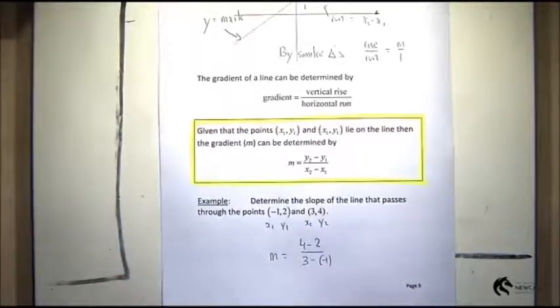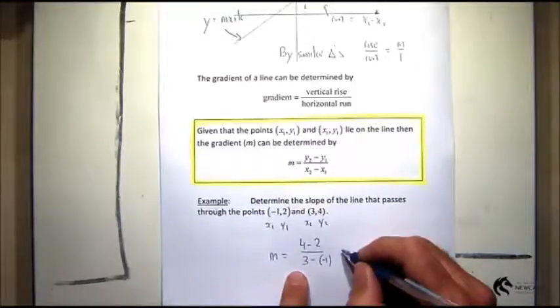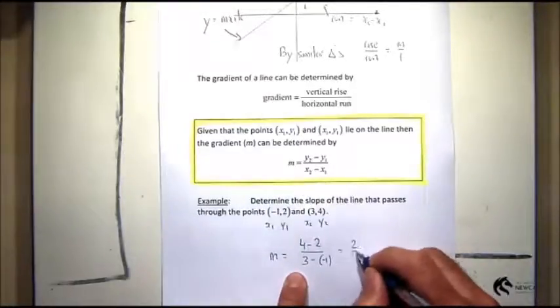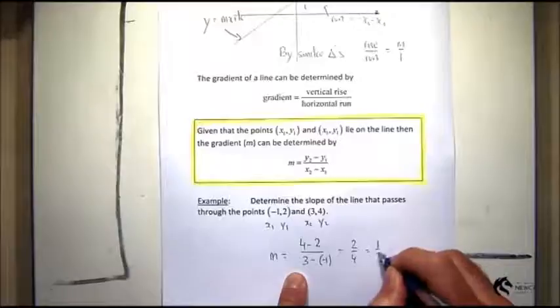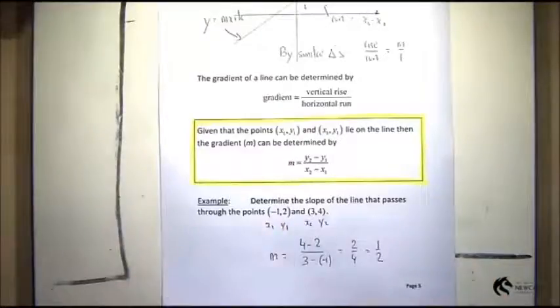So I've got 2 over 4, which is equal to a half. So the line that passes through those points would have a slope of a half. What that means is if I were to increase x by 1 unit, the y value would go up by a half. This thing has a positive slope. That's what it means.